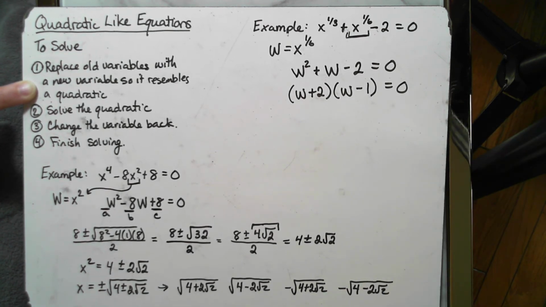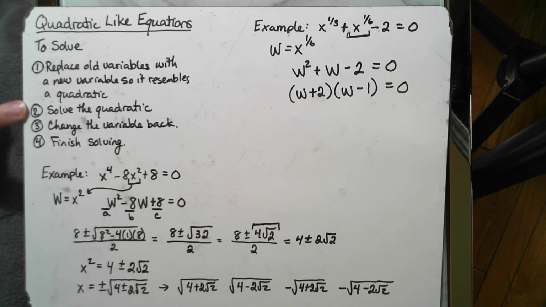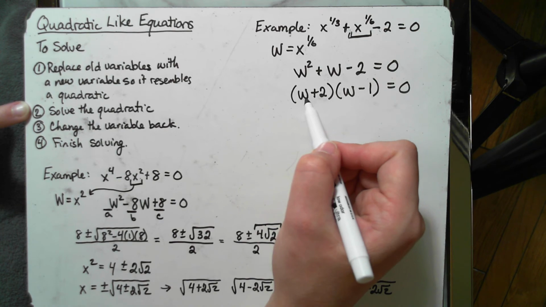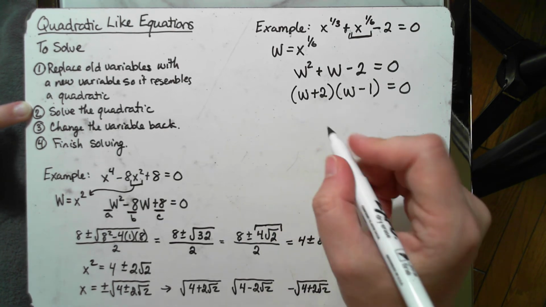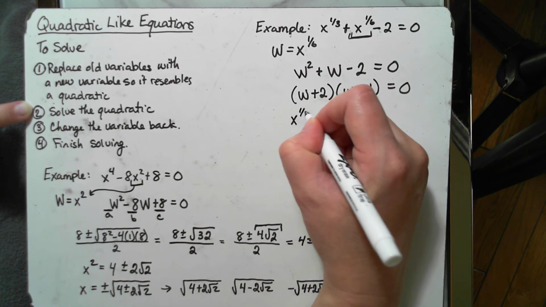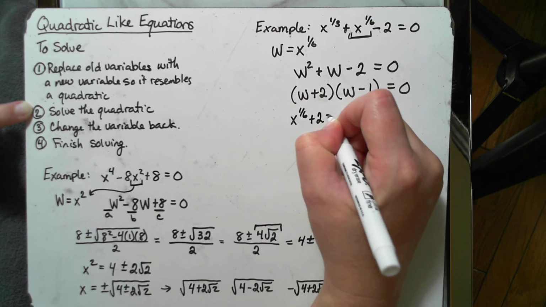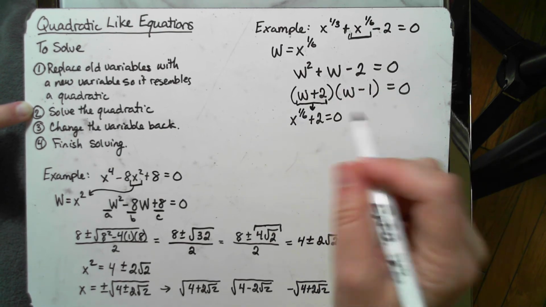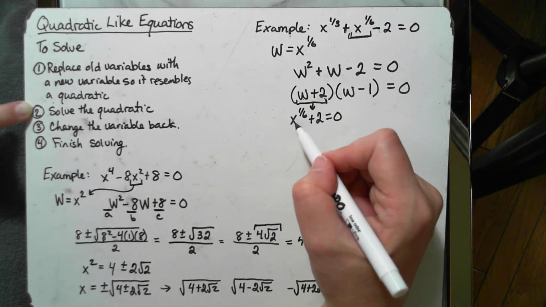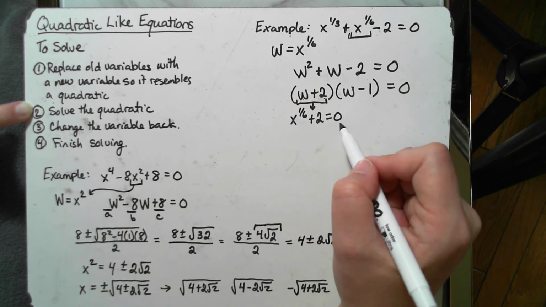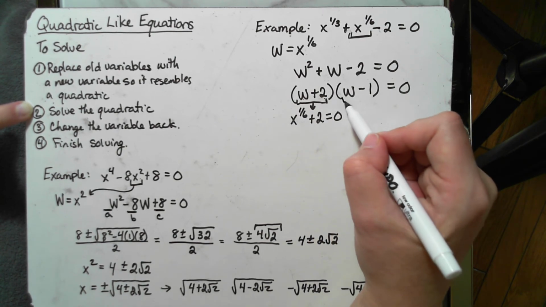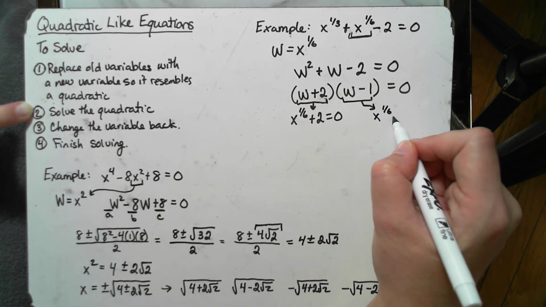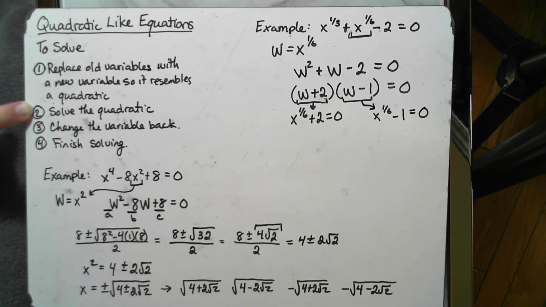Okay, now if you wanted to, you could solve this, but I prefer replacing with this variable first and then finishing my solving. So I have x to the 1/6 plus 2 equals 0 because I want to find the zeros here. So I just took this inside thing, I replaced the w with an x to the 1/6, and I made it equal 0. And then for this one, I'm going to do x to the 1/6 minus 1 equals 0.